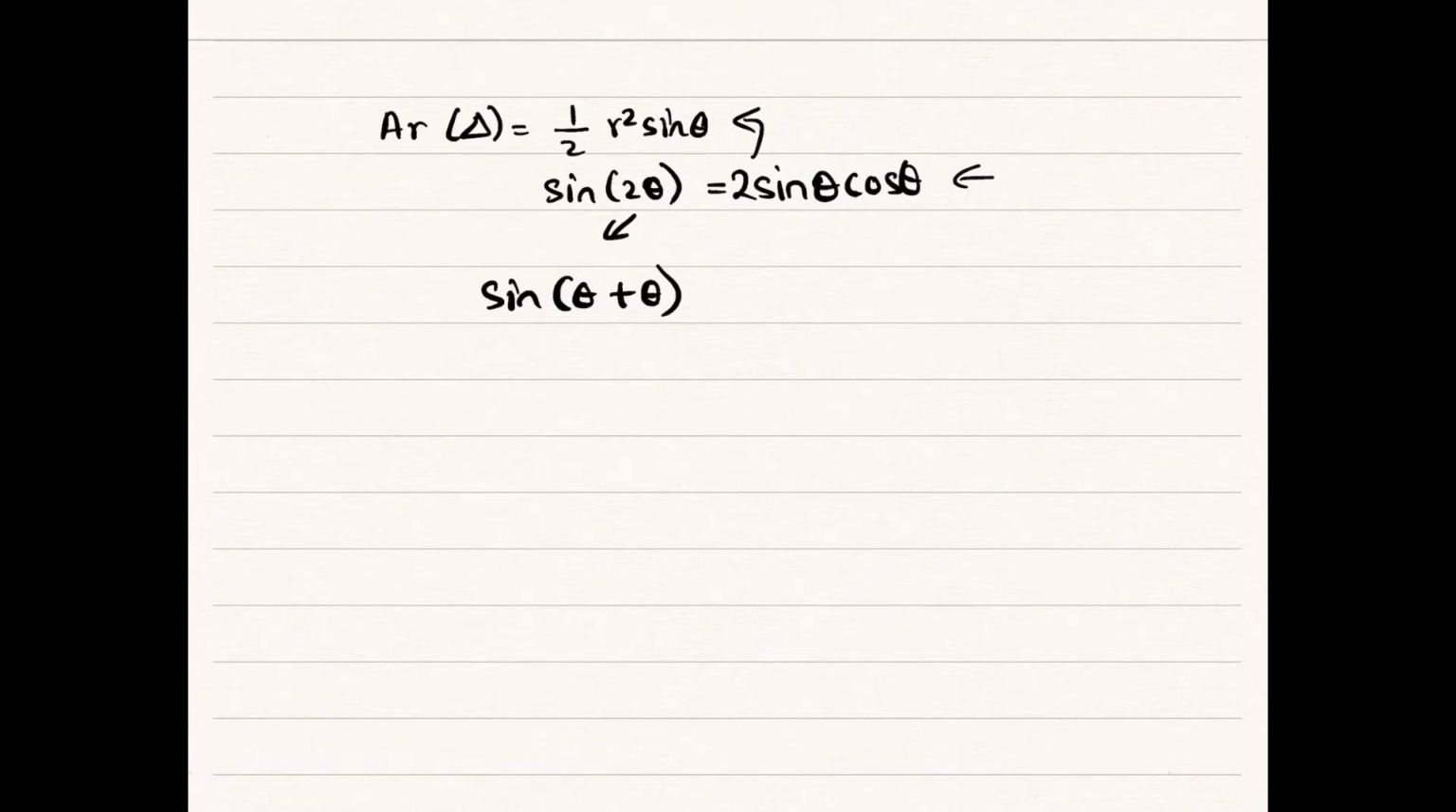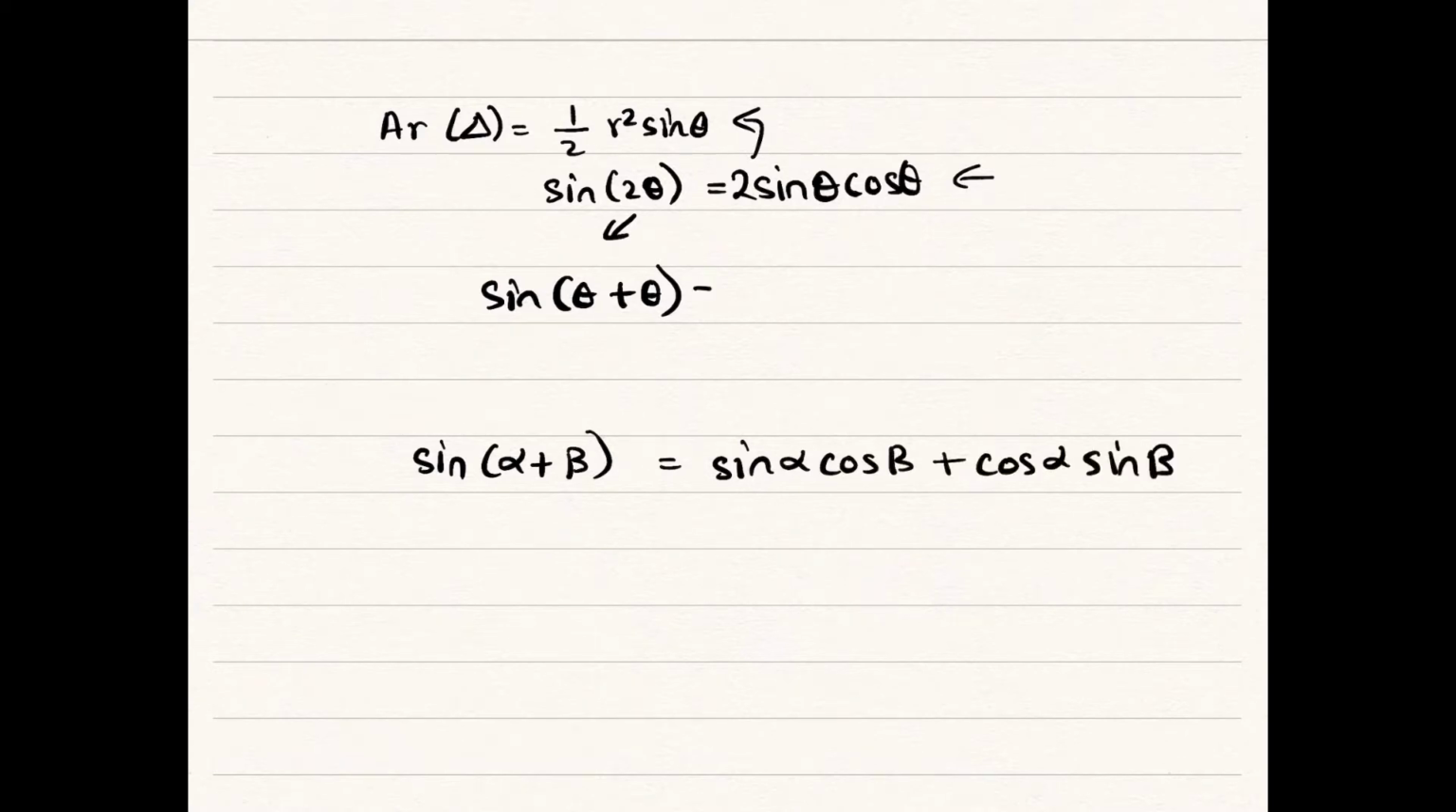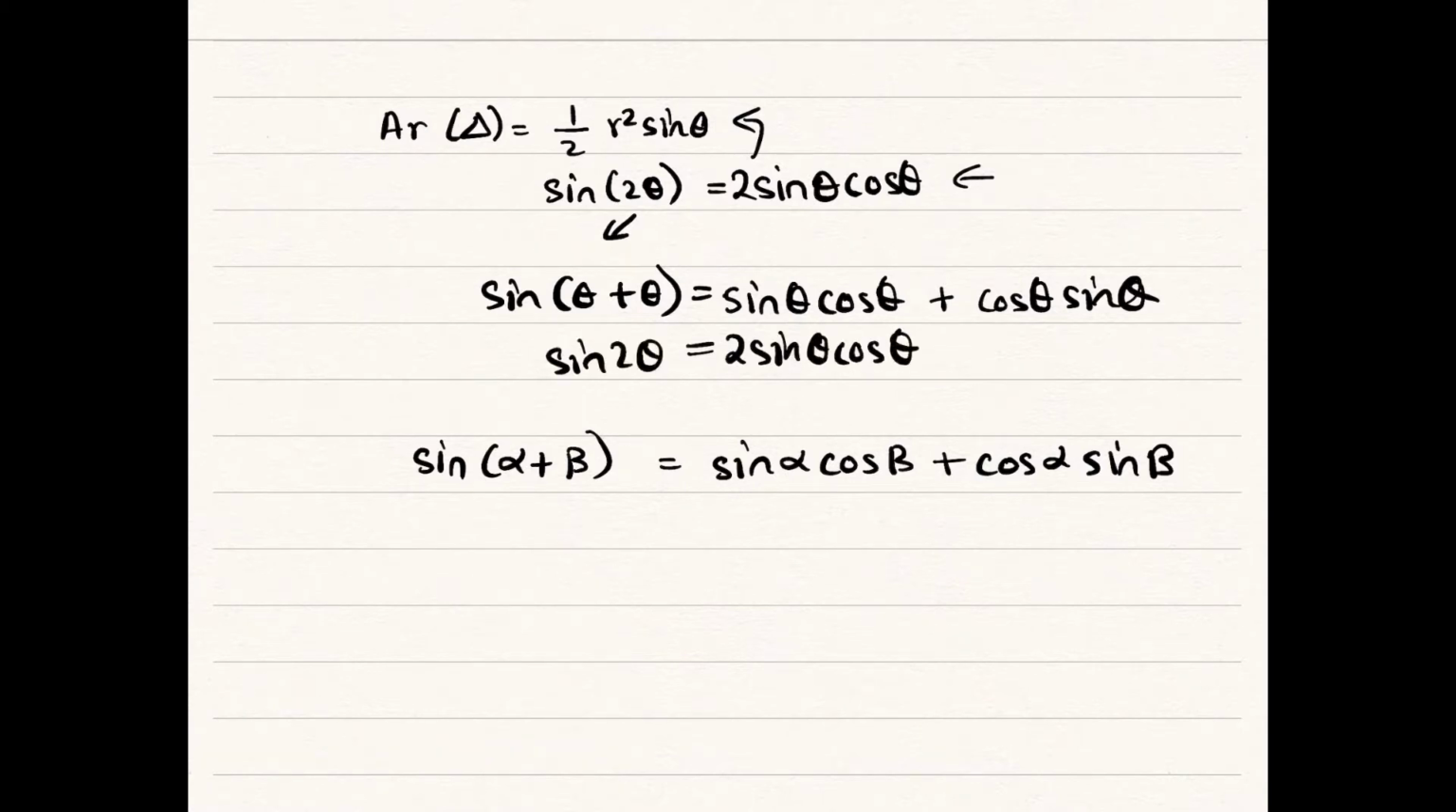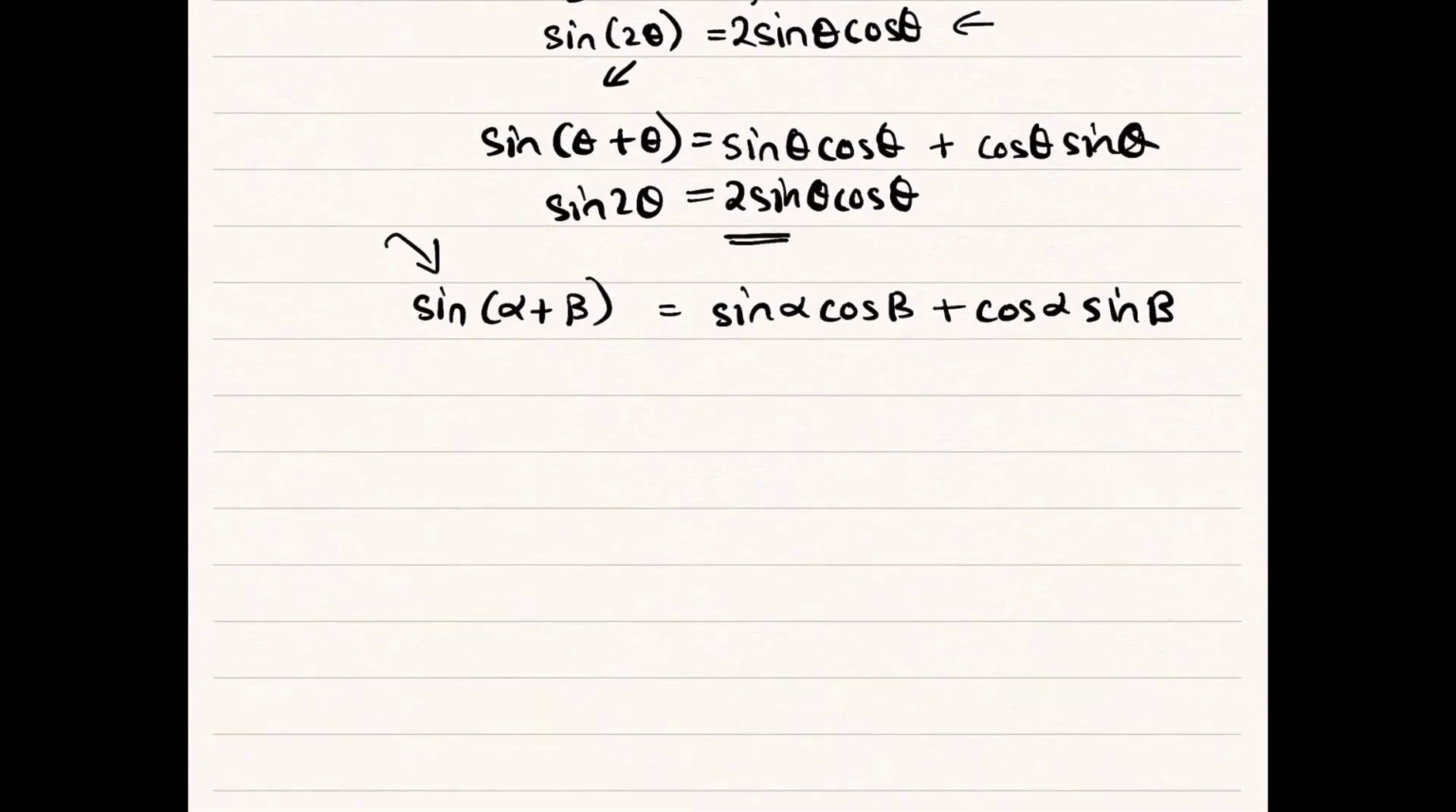And now there is another identity which is sine alpha plus beta is equal to sine alpha cos beta plus cos alpha sine beta. I can write this as sine theta cos theta plus cos theta sine theta, which is nothing but 2 sine theta cos theta, and this is again sine 2 theta, and hence we are done with the proof of this identity. But if you are interested, we shall try to prove the sine alpha plus beta identity now.